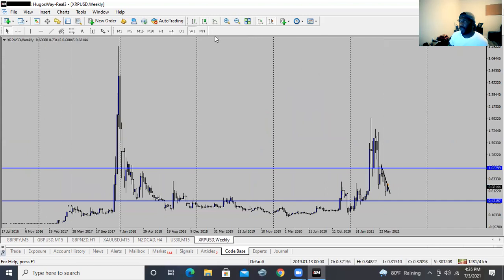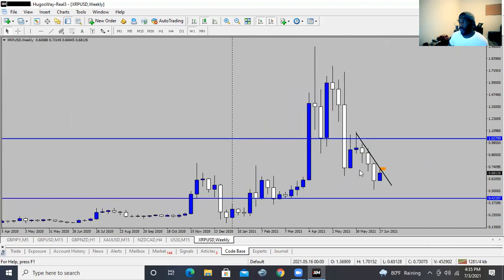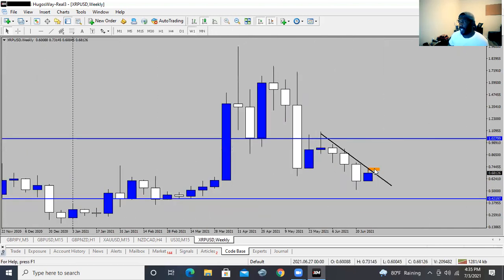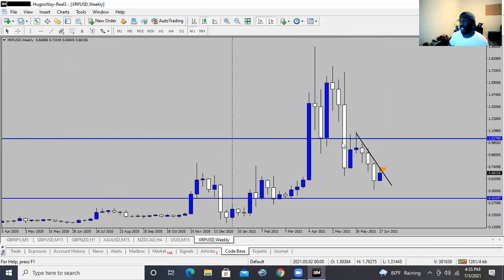If we look at the weekly time frame, we had some decent rejection here for our last week. We are still pushing down in that downtrend. We saw this low here. We had a good little wick. We ate up about 78% of that candle. And then we got some nice rejection to close the week.